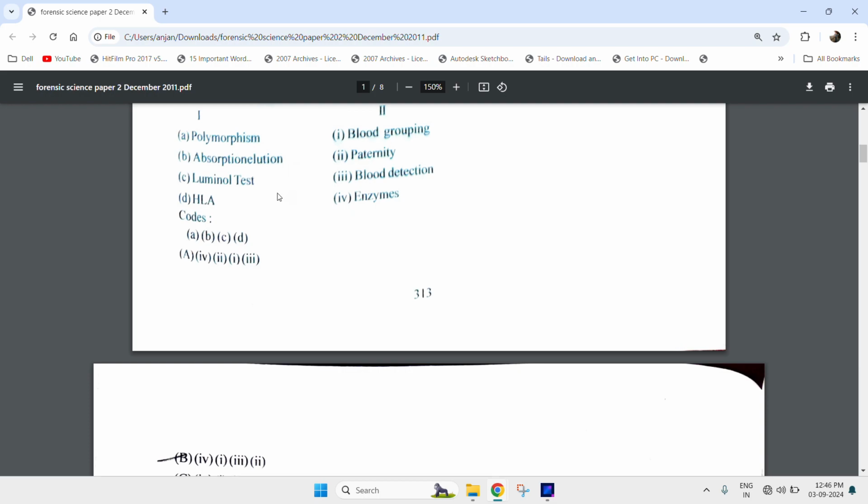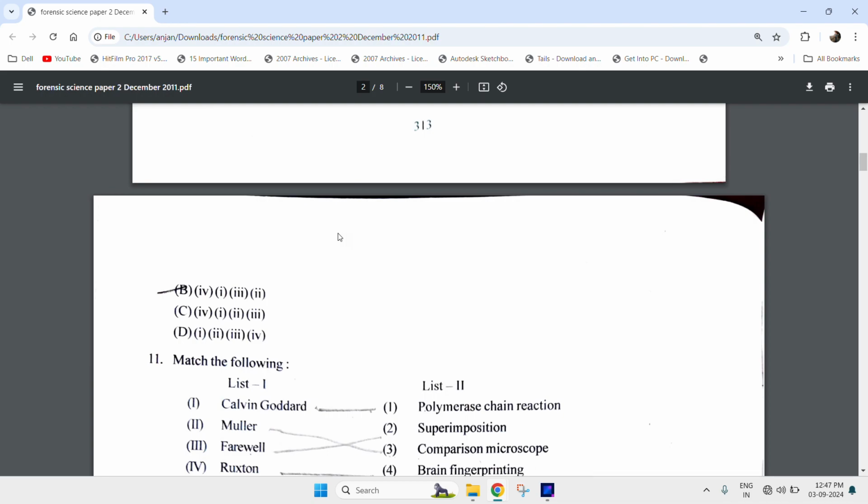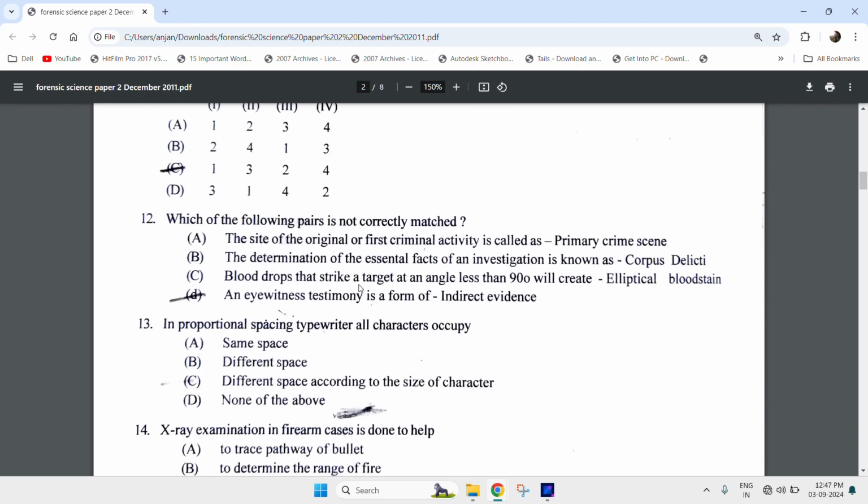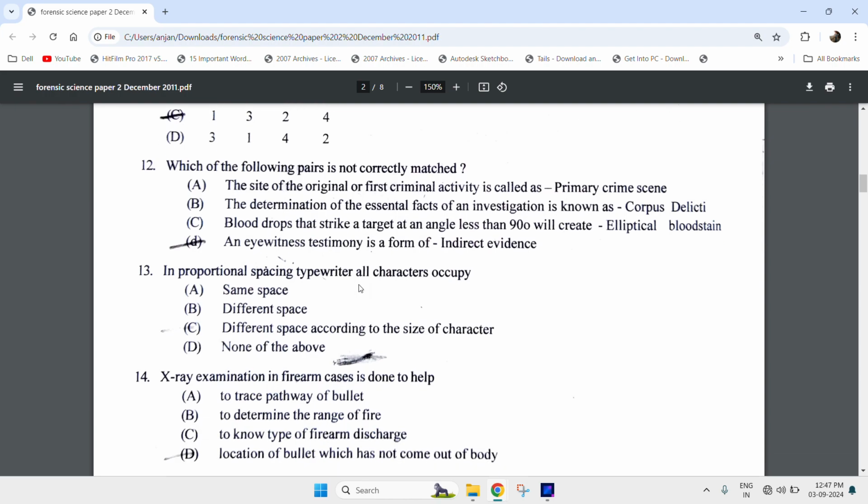absorption, blood grouping, luminol test, blood detection, HLA paternity, HLA DNA. Match the following: Calvert Goddard, polymerase chain reaction, comparison microscope, firewall, superimposition, Rockstone, brain fingerprinting. Which of the following pairs is not correctly matched?